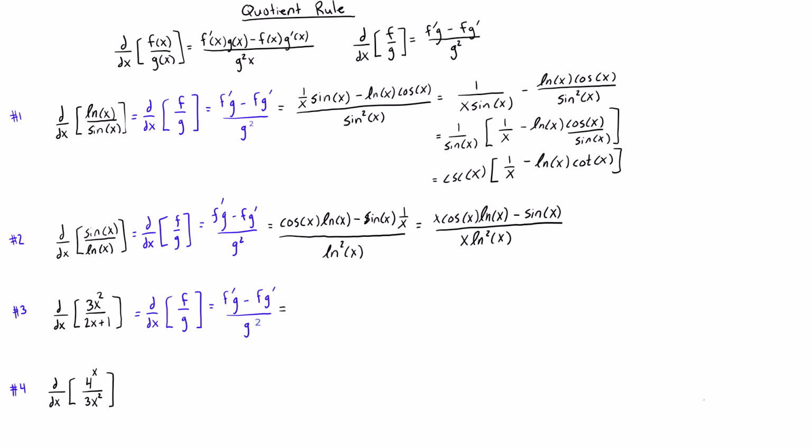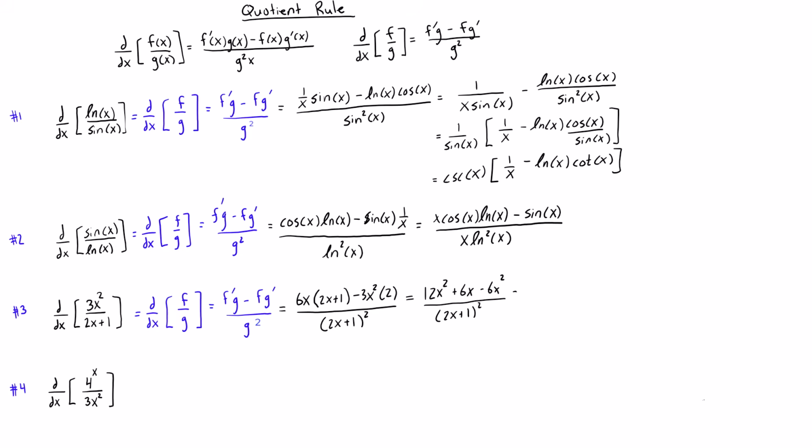So that's the derivative of f, so that will be 6x using the power rule times g, which is 2x plus 1, minus f, which is 3x squared, times the derivative of 2x plus 1, which is just 2. And this is going to be all over g squared, which is going to be 2x plus 1, all squared. Okay, so we can simplify this just a little bit. We're going to get 12x squared plus 6x minus 6x squared. And again, the denominator is just going to stay the same.